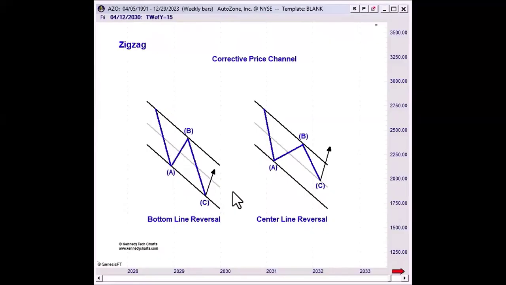Now, I have observed on occasion, sometimes instead of a bottom line reversal, which is the diagram to the left, what you'll sometimes encounter is a center line reversal. So I like to put that center line in my corrective price channel, because sometimes we actually terminate at or near that center line.